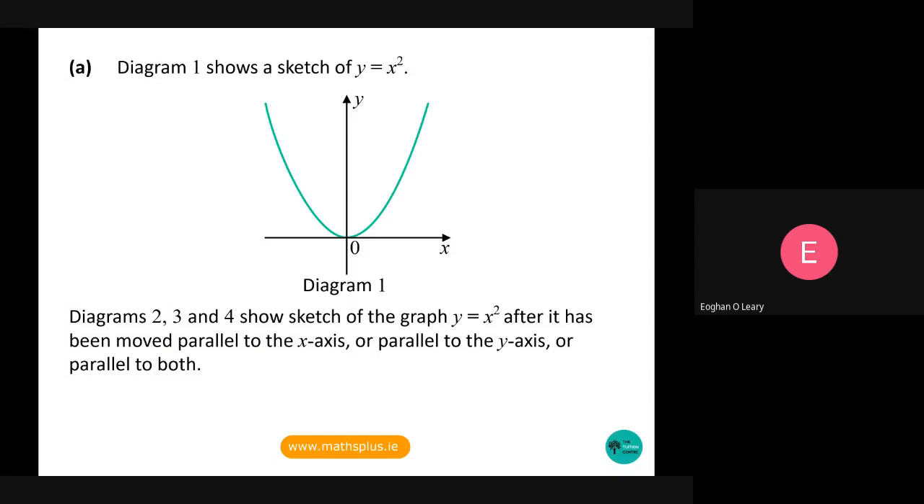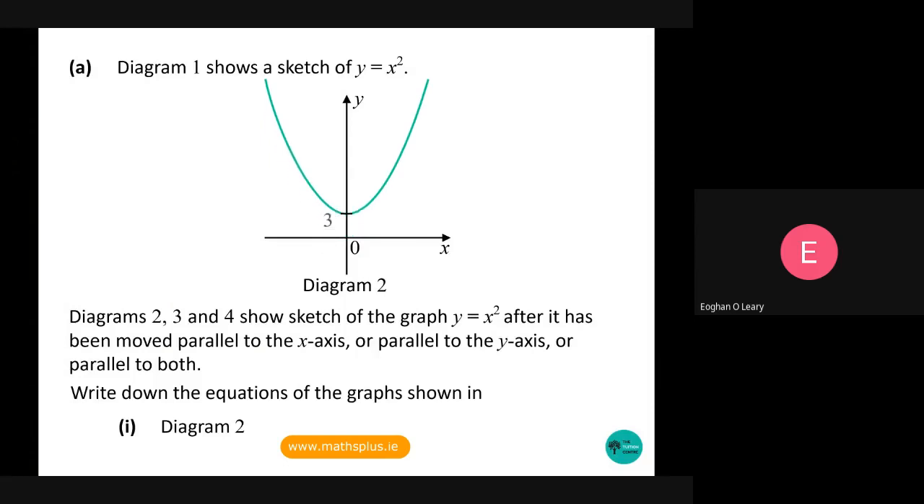Okay, so let's have a look. Our job is to write down the equations of the diagrams shown. Part 1 is diagram 2. Okay, so here we go. In diagram 2, you can see that our function, our quadratic, has moved up by 3 units. So the answer that we're looking for is y equals x squared plus 3. And that's 5 marks.